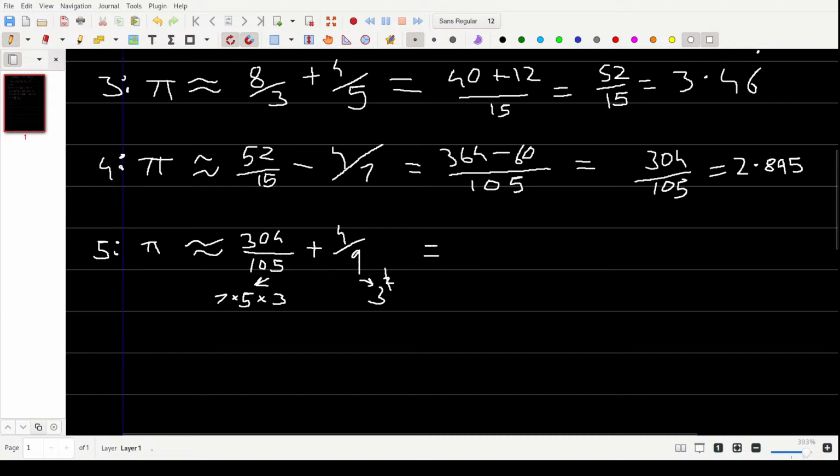We can just cross that. And yeah, so 3 times 304 is 912. But I really suck at drawing with a mouse. Plus 4 times 105, that's 420.